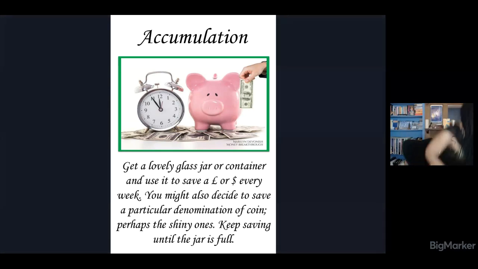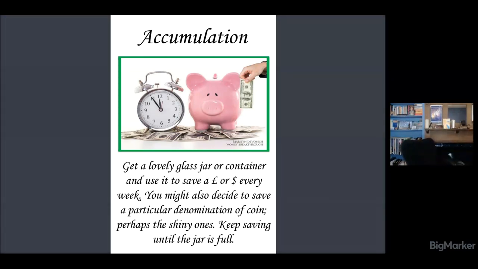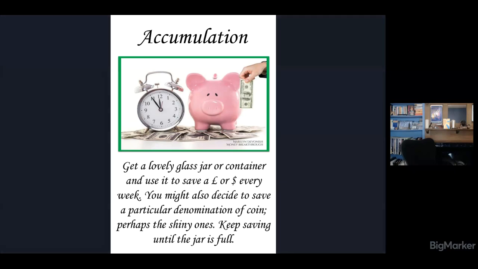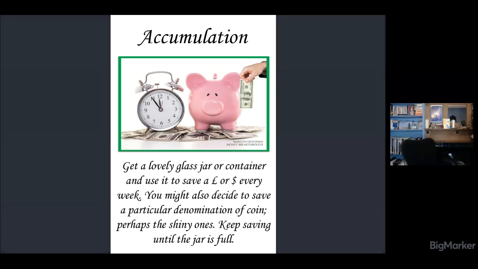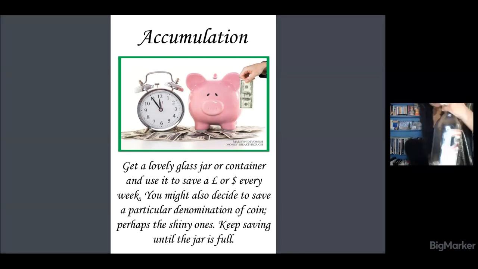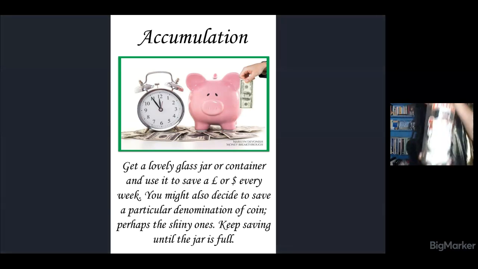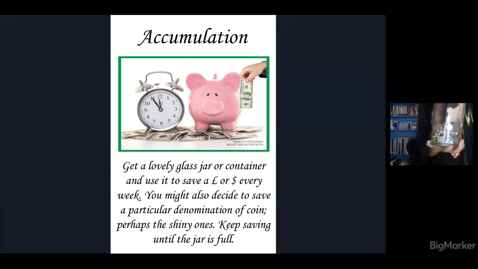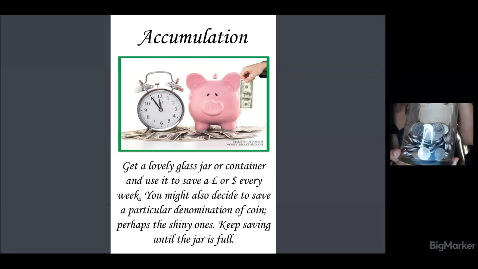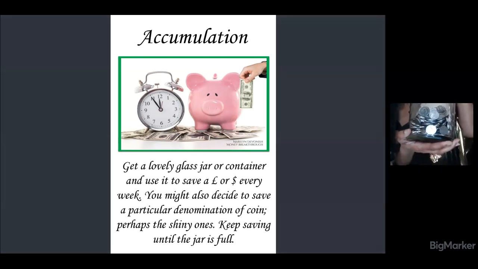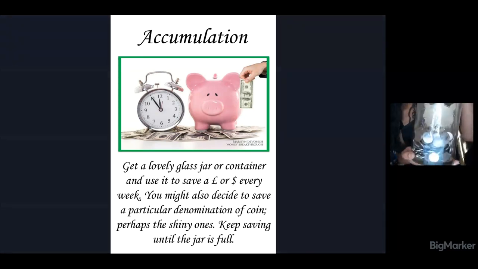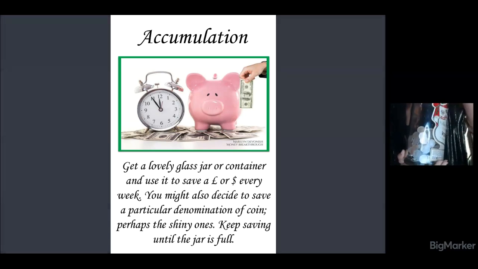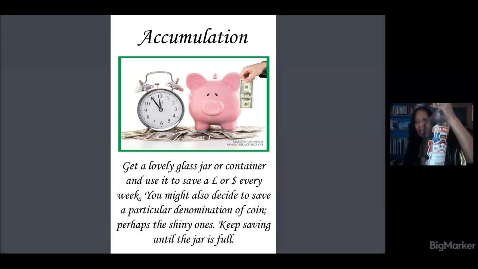Let me just get something for you. Oh God, it's heavier than I thought. This is one of those big, you know, it's massive. And I don't know if you can see that clearly. I save shiny pound coins, but basically the denomination I save is 20 pence pieces. But also if I get shiny pound coins, they go in here as well.